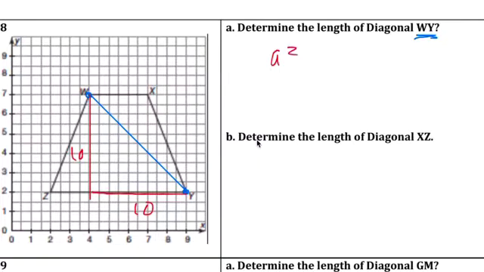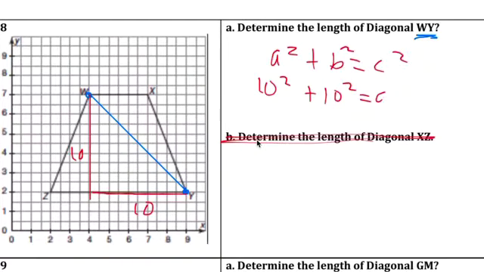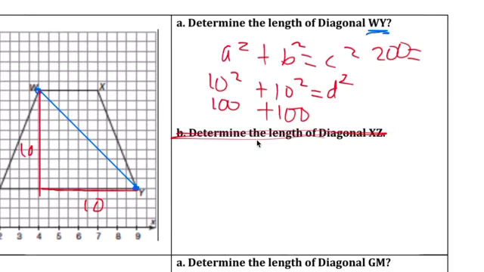So A squared plus B squared equals C squared. Z to X you don't have to do, it's the same thing. It's 10, 10. So 10 squared plus 10 squared equals the diagonal squared. So 100 plus 100 equals 200 equals D squared.